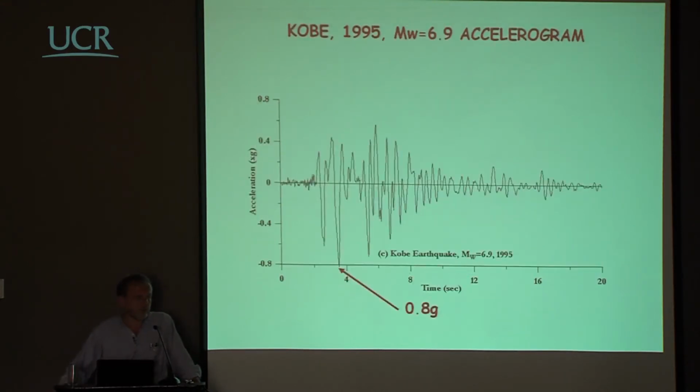And the third one, of the Kobe records, 1995. You may remember that, strangely enough, Kobe and these last two earthquakes were on the same day. They were both January 17th. I don't know if this has something to do with them, but it is true. And you see that in this case, the peak ground acceleration is very similar, 0.8 g.